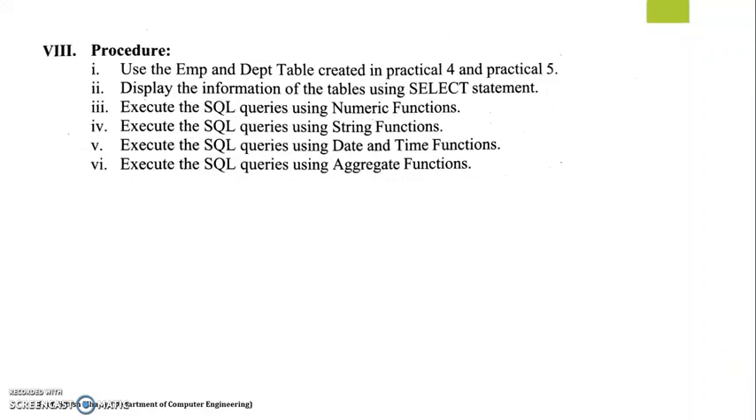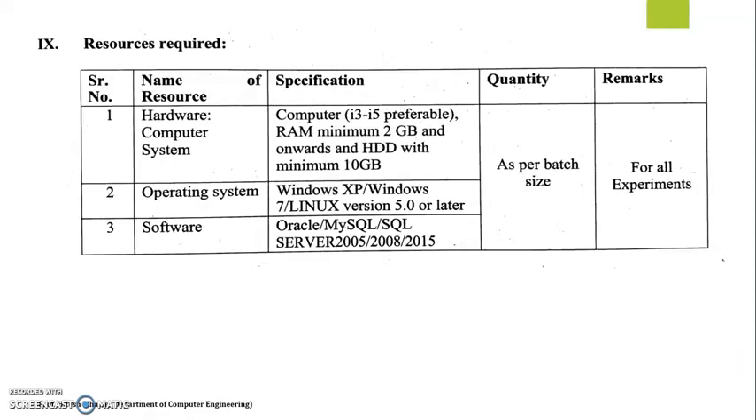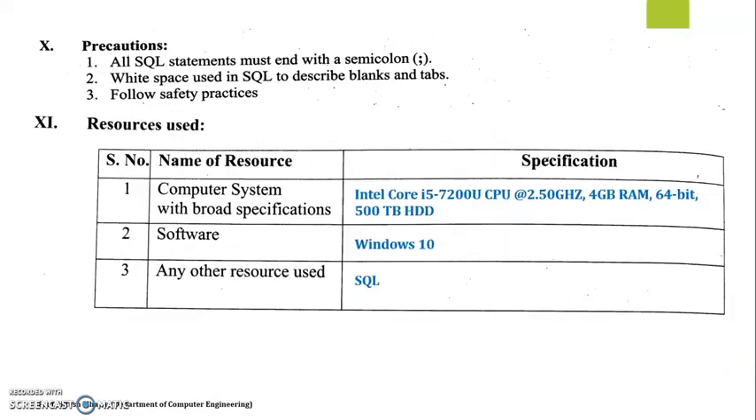Procedure: use the EMP and department tables that we created in practical numbers 4 and 5. Display the information of the table using the SELECT command, and execute the SQL queries using numeric functions, string functions, date and time functions, and aggregate functions. These are the minimum resources required to perform this experiment. Precautions: all SQL statements must end with a semicolon. White space is used in SQL to describe blanks and tabs, and follow the safety practices.